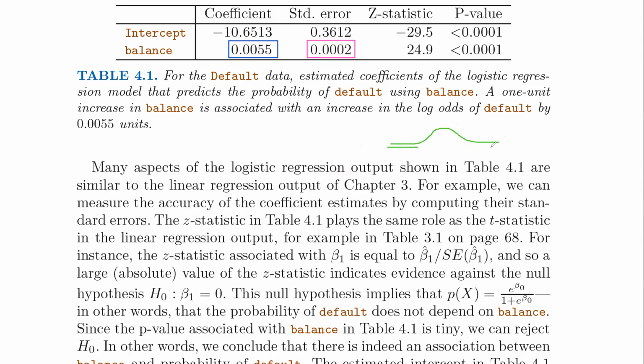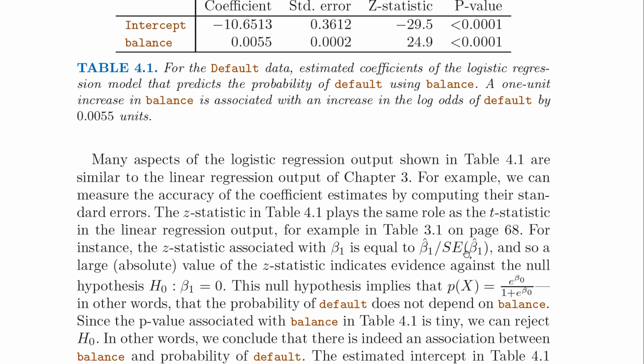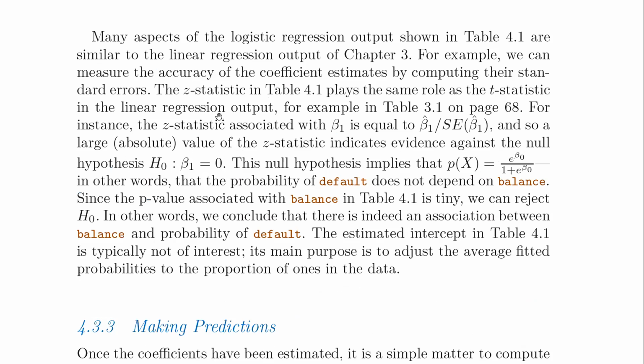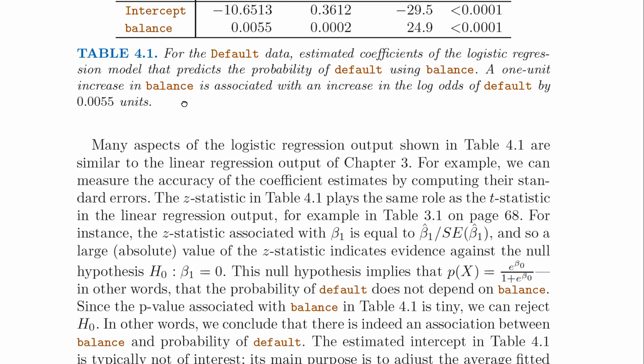And what we're saying is 24.9 is really, really unlikely. You're going to expect most of your values to be, for example, between -2 and 2. I think that captures about 95%, whereas this is 24.9, which is way out of that sort of mainstream interval. And so a large absolute value of the Z statistic indicates evidence against the null hypothesis. The null hypothesis is that there is actually no relationship between default and balance.